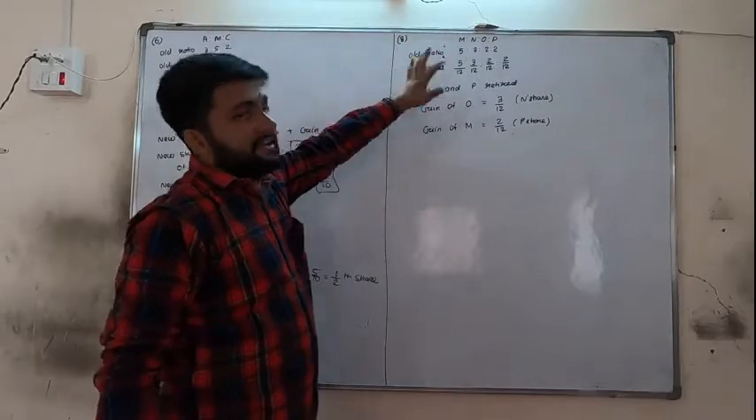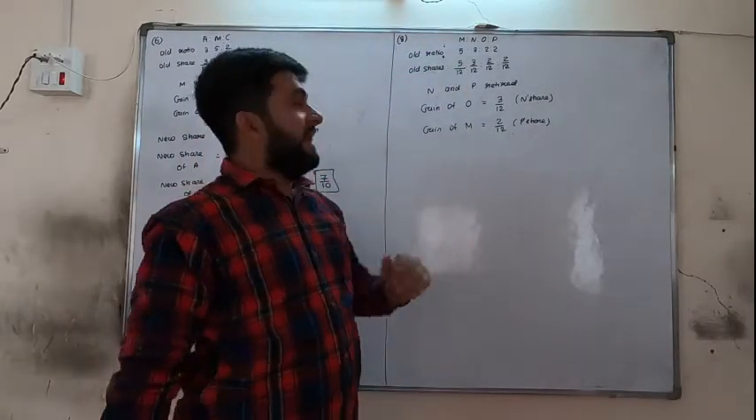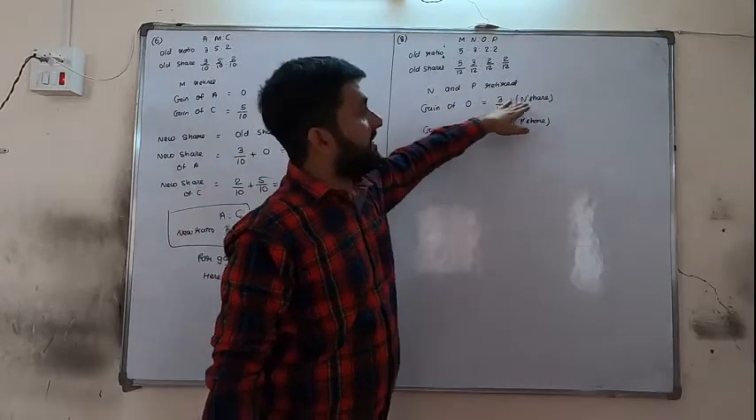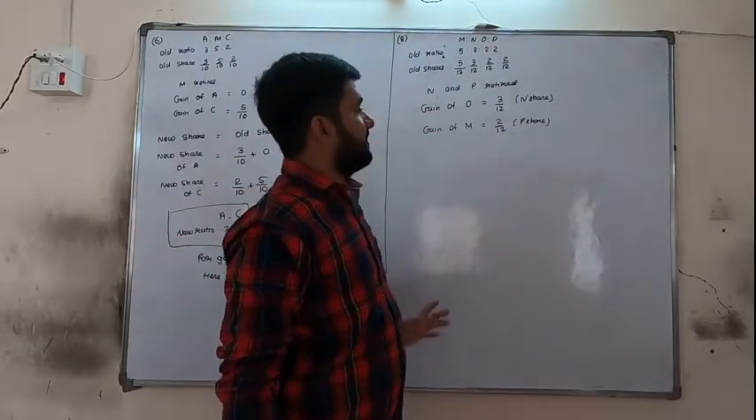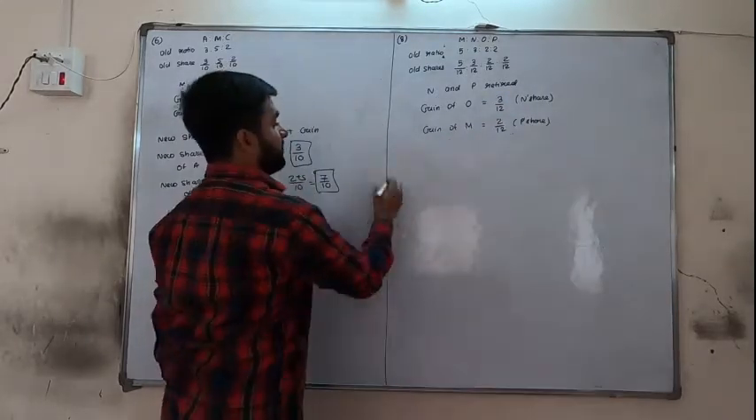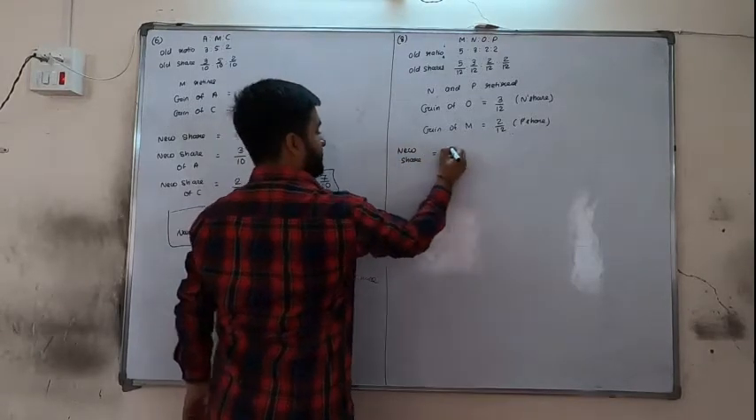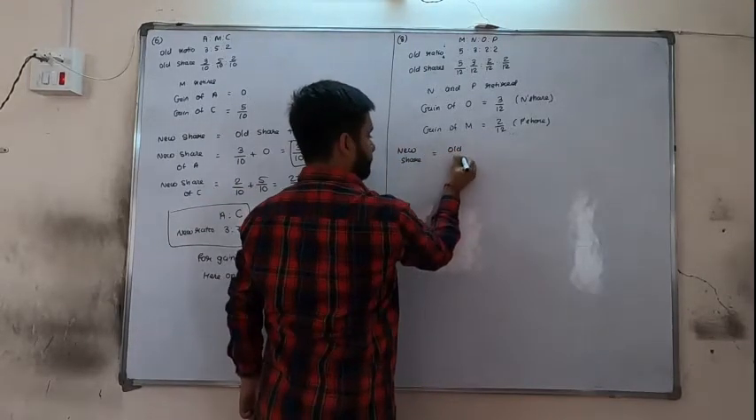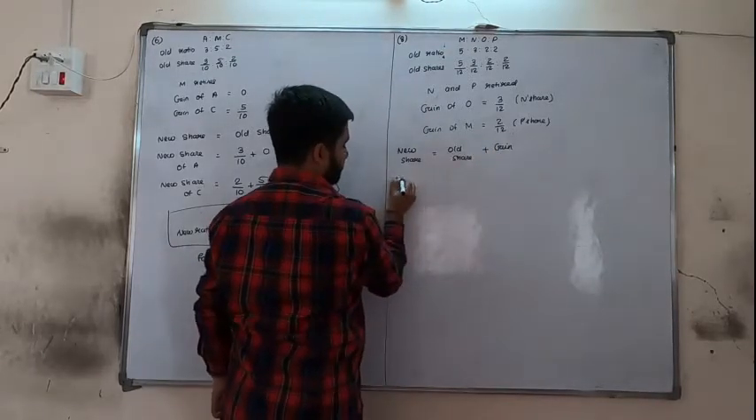Okay, again I am explaining. Both partners N and P are retiring, so the remaining partners are M and O. And they are telling that O is taking N's share. N's share is 3 by 12. M is taking P's share. P's share is 2 by 12. So now new share is equal to old share plus gain.